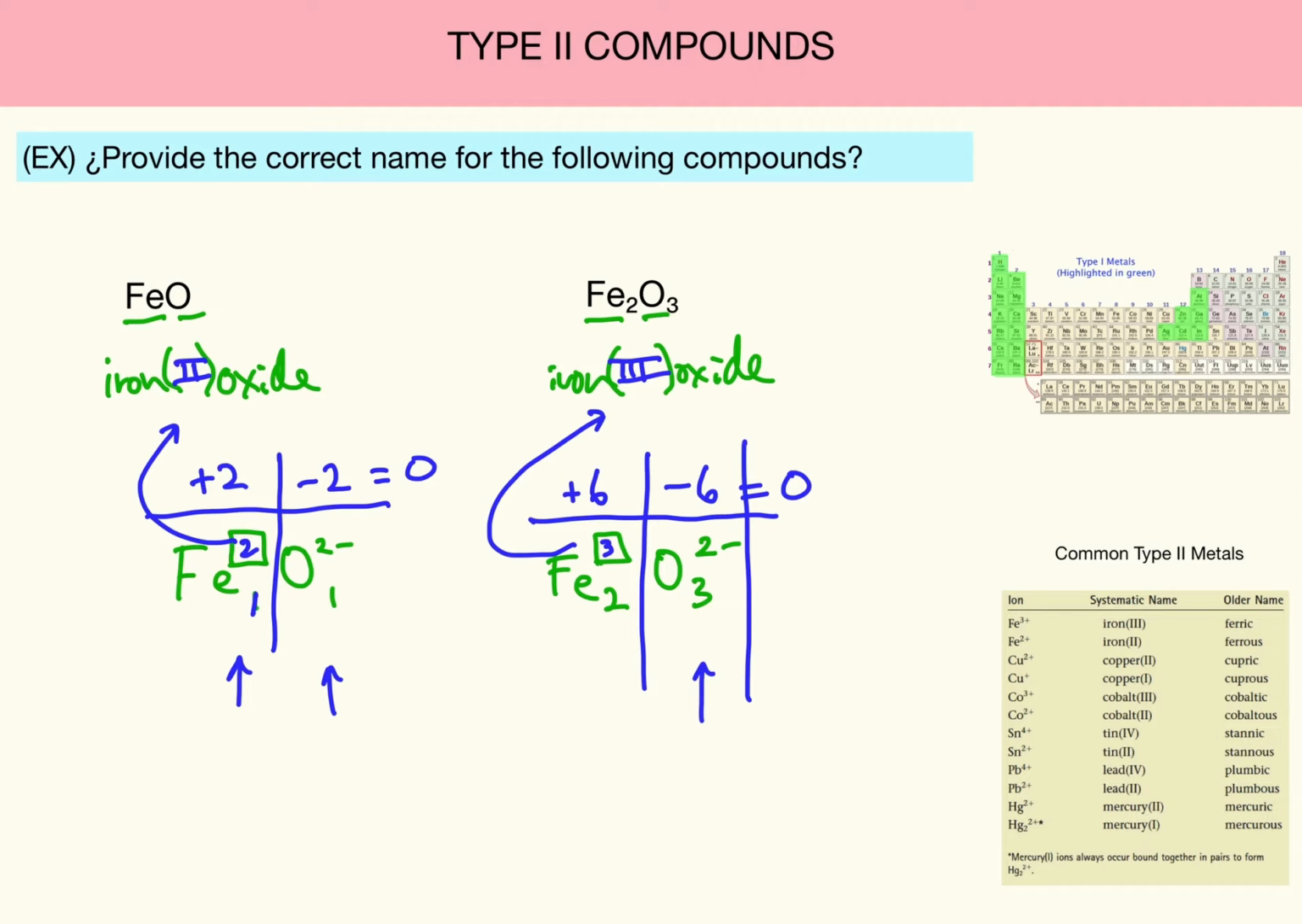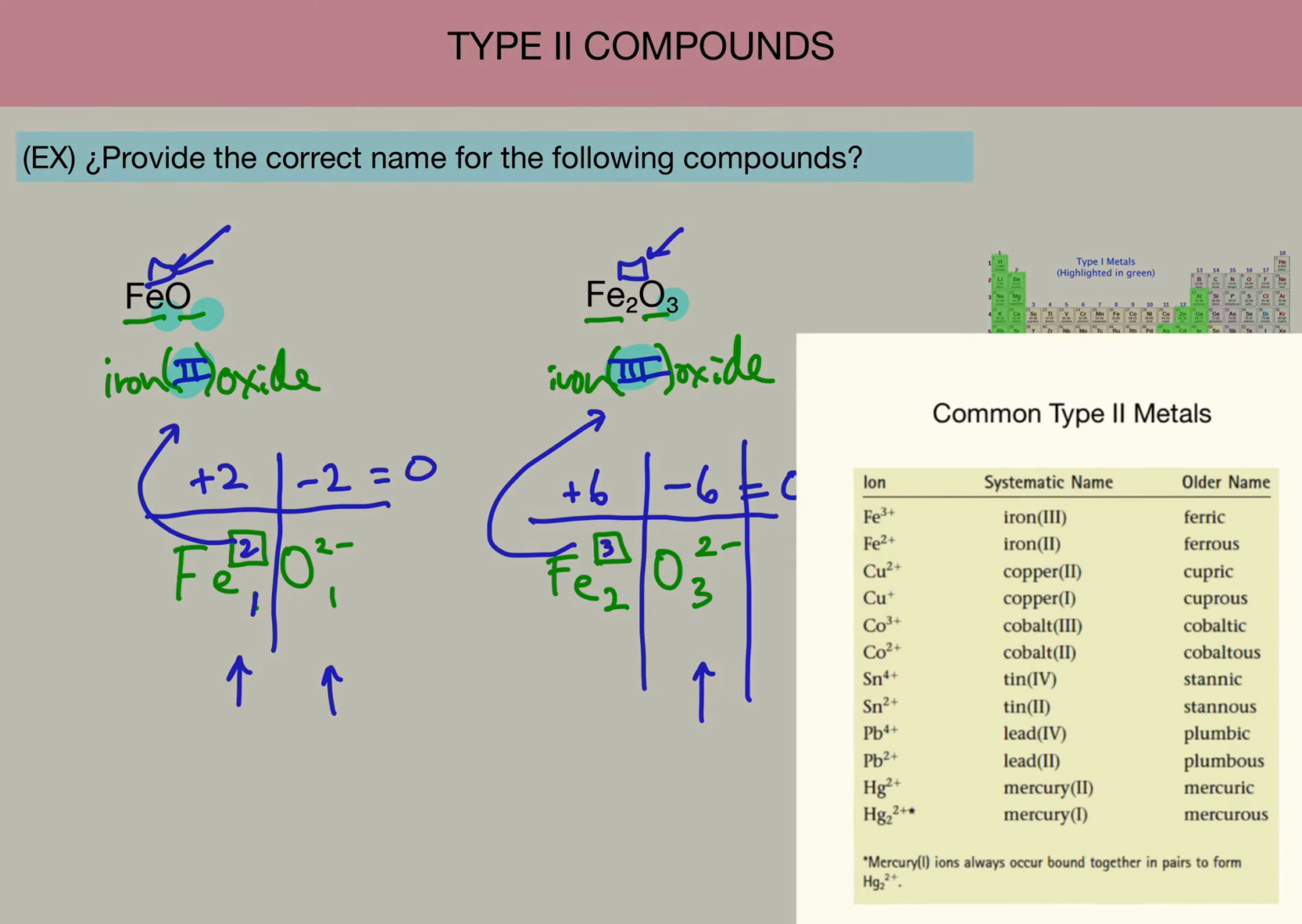Now we have the proper type 2 names. Warning, this Roman numeral represents charge. It is not directly related to the subscripts. Notice that for iron(II) oxide, there is no subscript of 2. For iron(III) oxide, there is a subscript of 3. But that Roman numeral 3 does not represent the 3 on the oxygen. It represents the charge on the iron. This is what we are searching for.